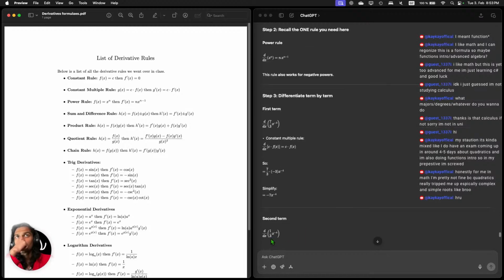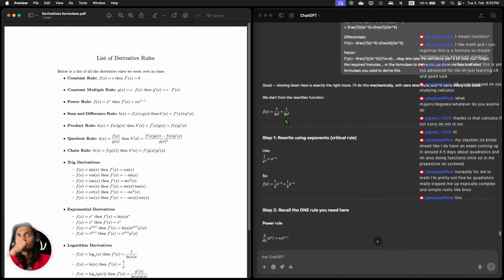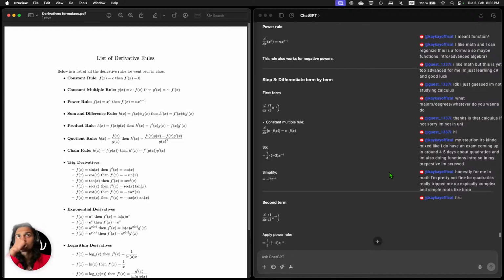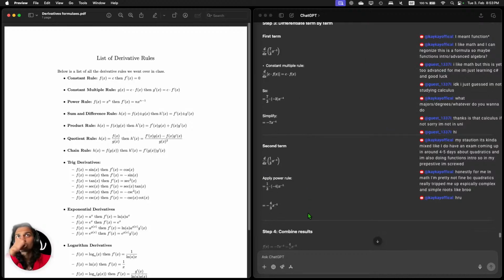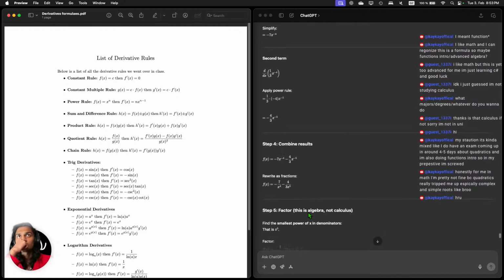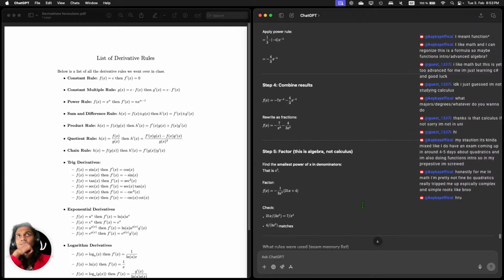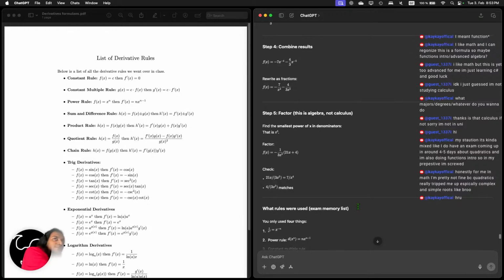Okay. The same goes for this one. Minus 4 by 3 x raised to minus 5. Combine the results, okay. This is algebra, not calculus, okay. Yo, I'm sorry, guys. According to ChatGPT, this is still algebra, not calculus. That was a joke, okay?